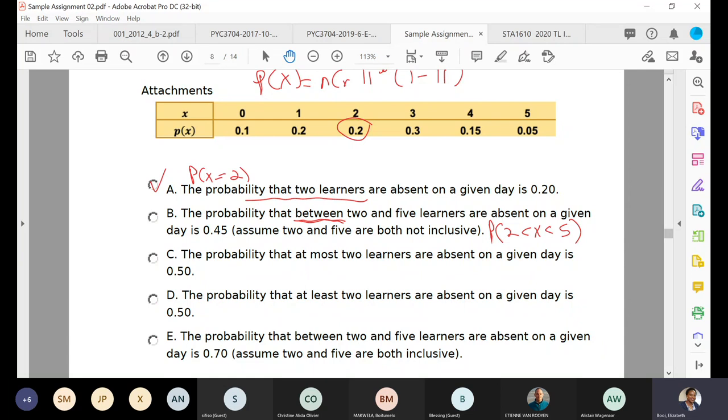So find the probability that X lies between 2 and 5. Therefore, it means you need to add the probability where X equals 3 plus the probability that X equals 4. What is that probability?